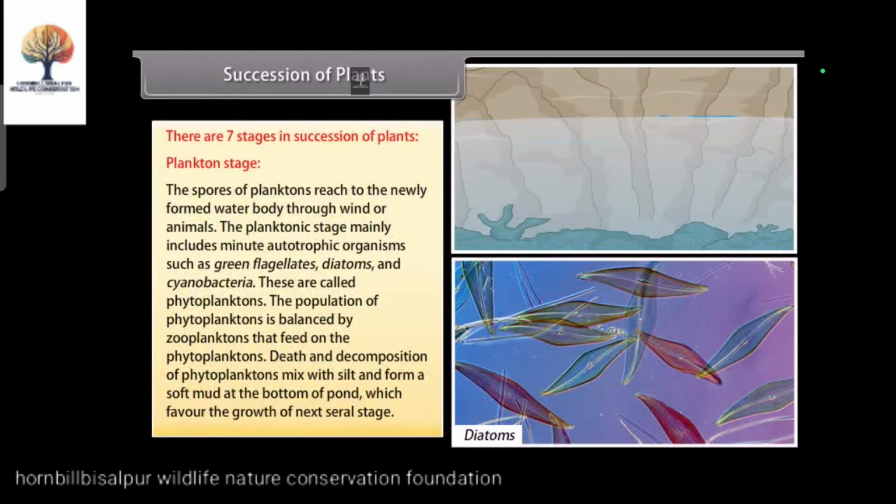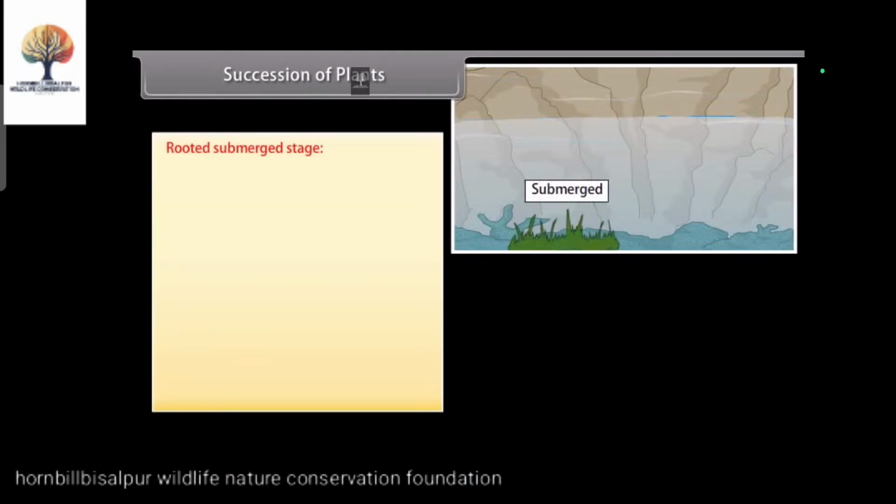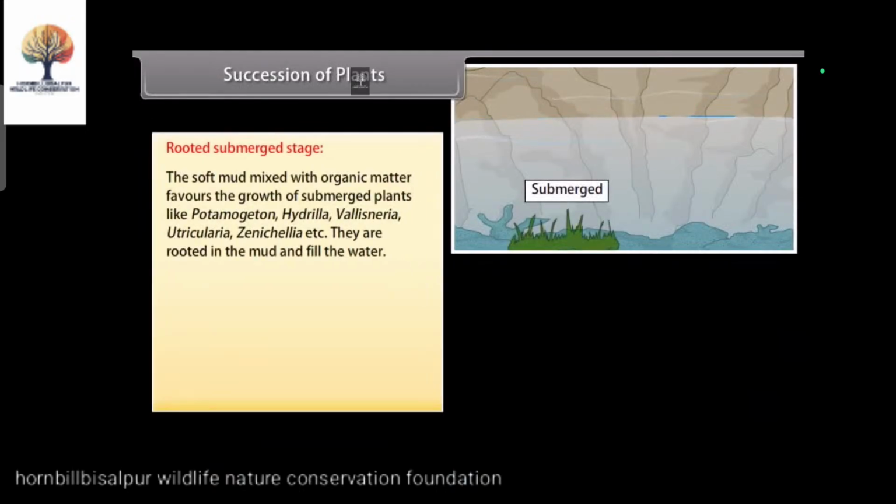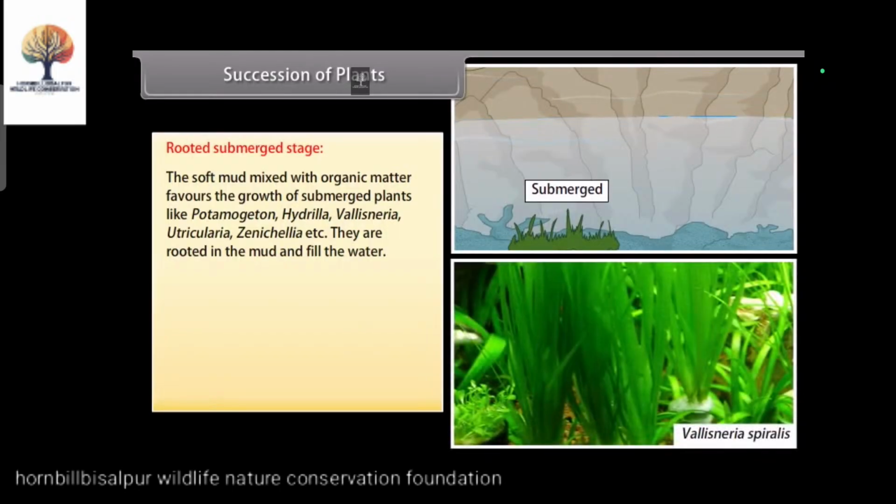Death and decomposition of phytoplanktons mix with silt and form a soft mud at the bottom of the pond, which favors the growth of the next seral stage. Rooted submerged stage. The soft mud mixed with organic matter favors the growth of submerged plants like Potamogeton, Hydrilla, Vallisneria, Utricularia, Zannichellia, etc. They are rooted in the mud and fill the water.